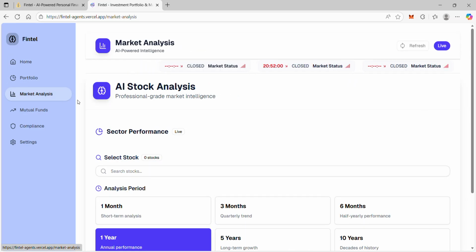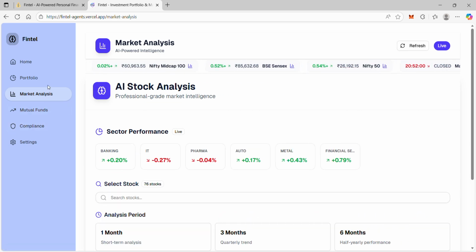In total, there are four modules in this. Right now, three of them are completely functional, and the fourth one is under development. The first one is market analysis. All this data is real-time data. I've used Yahoo Finance and the FRED API to get the real-time data you see inside these tickers. The inflation rate and the repo rate I have got from the FRED API.